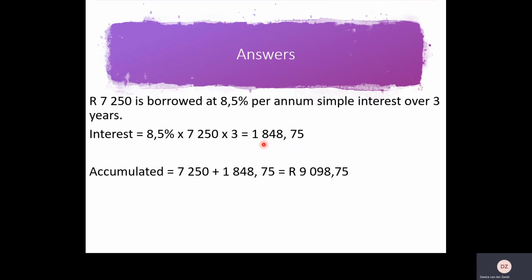So that's just the interest, the extra I have to pay. My accumulated amount is the amount I initially borrowed, my principal, plus the extras that I'm paying, giving me a total of 9,098 Rand and 75 cents. So write that one down so that you know what to look at when you answer the next 2.